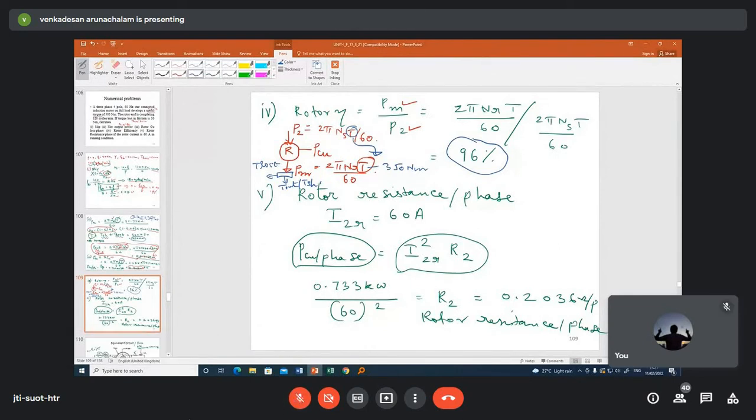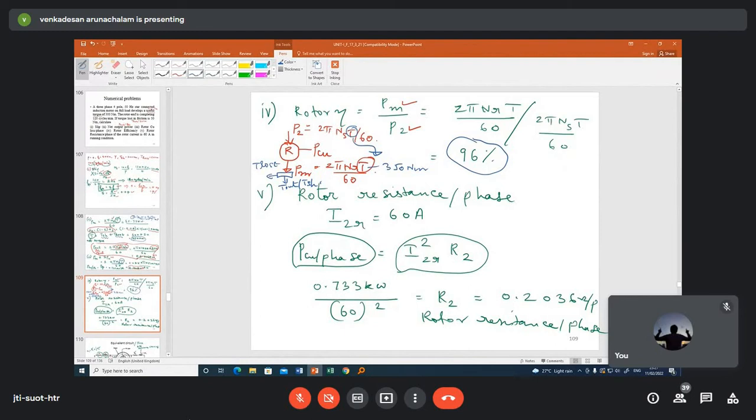So the next topic in your syllabus is the equivalent circuit of the induction motor. I told you that the equivalent circuit is nothing but the mathematical model of any machine. Already we have seen the equivalent circuit of the transformer and of the DC machine. So now we need to see the equivalent circuit of the three-phase induction motor.